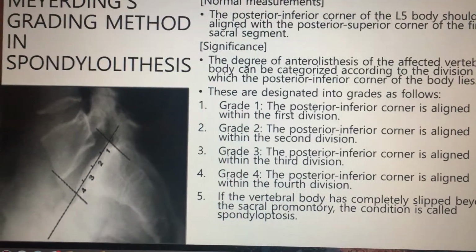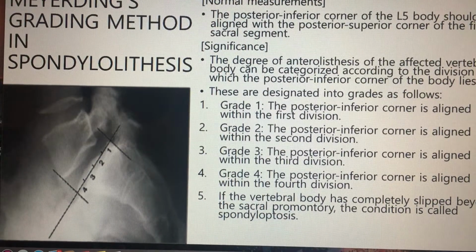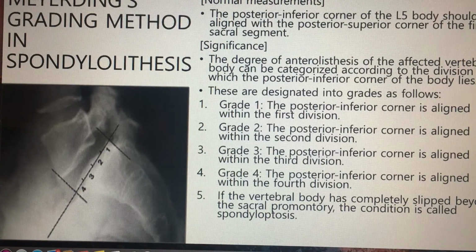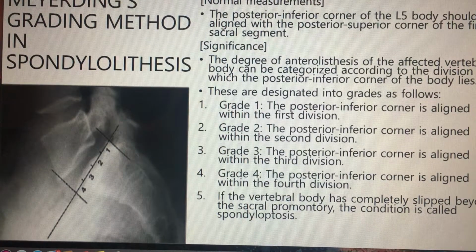In these images, the superior surface of the first sacral segment is divided into 4 equal divisions. The relative position of the posterior inferior corner of the L5 body to these segments is then determined. If the vertebral body has completely slipped beyond the sacral promontory, the condition is called spondyloptosis.